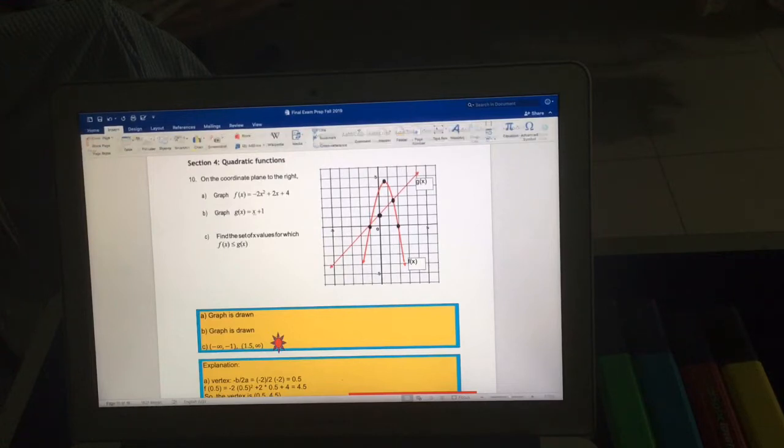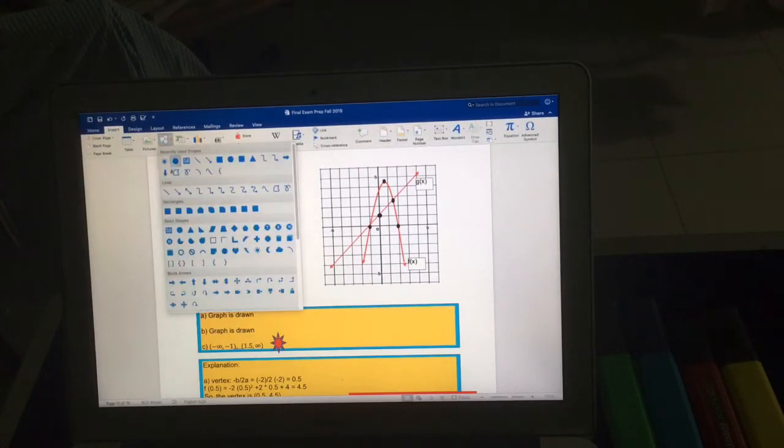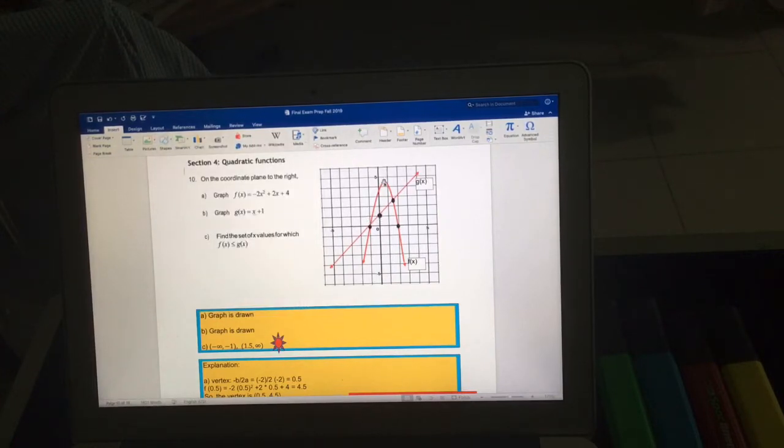Insert some circle here. We need some circle. Okay, can I take this circle? Oh, I already grouped it, so I cannot take it. Anyway, maybe I will give a circle here.